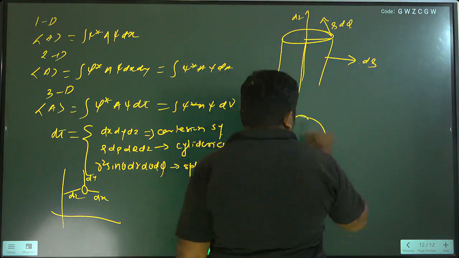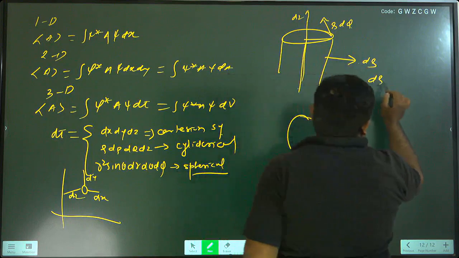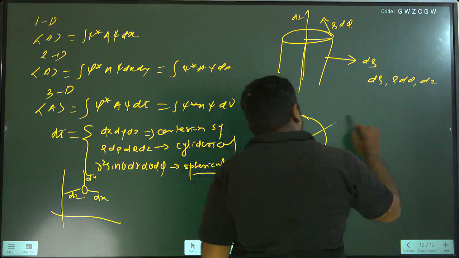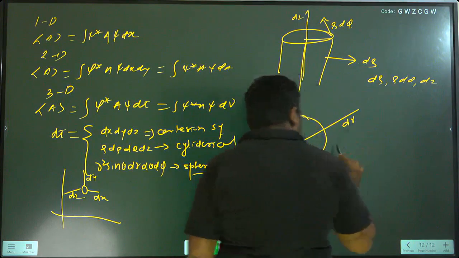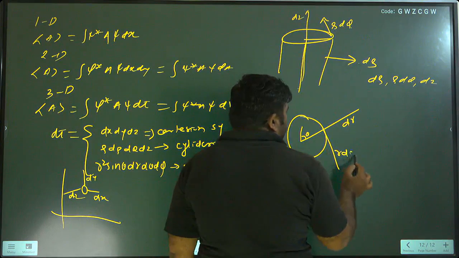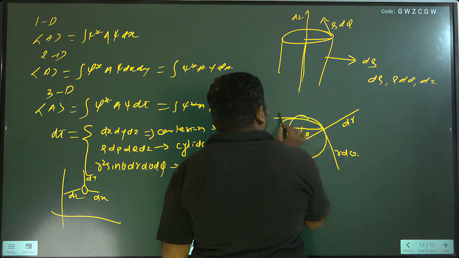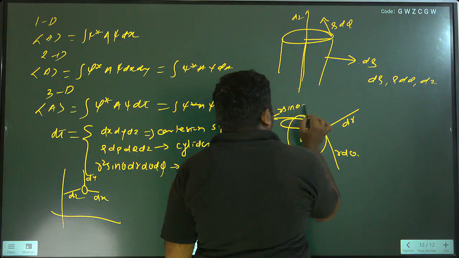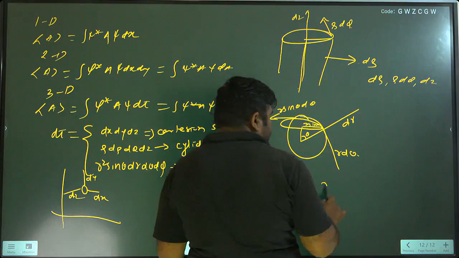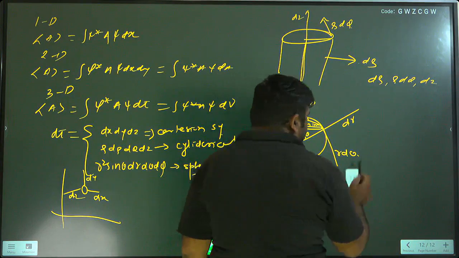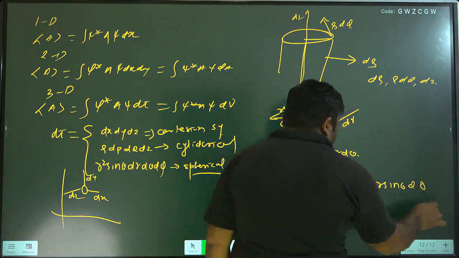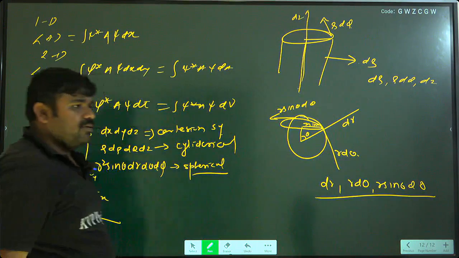If the system is spherical, what are the length elements? Along the radial direction, dr is varying. Along the direction where theta is changing, the element is r d theta. And along the other direction, it is r sin theta d phi, because here the radius is r sin theta. Is this clear? The first length element is dr, the second is r d theta, and the third is r sin theta d phi. This is the value of d tau for the spherical system.